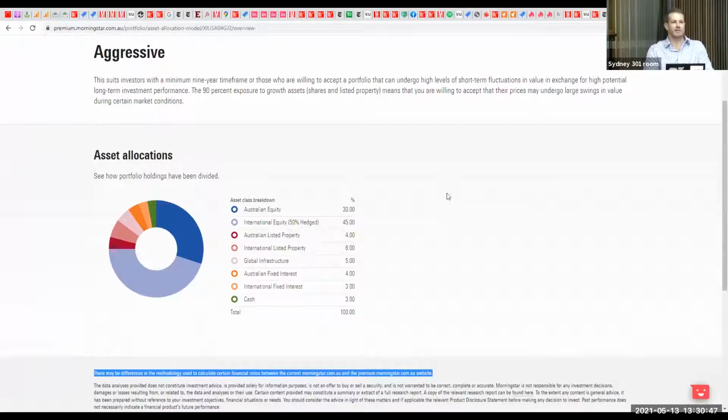So in this case, this is aggressive. 90% of your assets would be in growth assets. You can see here Aussie equity, international equity, listed property, infrastructure, and then we have 10% in fixed interest and cash. So that's an example of asset allocation. Of course, there are 5 different models. You can go look at which one works for you.